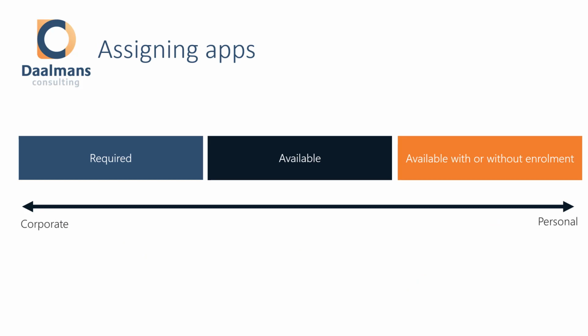If we assign the apps, we can assign it as required, and then the app is instantly installed after enrolling or after assigning it. An available app becomes available in the company portal, and available with or without enrollment is basically also available in the web version of the company portal and the normal version of the company portal. This allows you as an admin to create a space for users who don't want to be enrolled, but they want to have access to a list of apps that are often used by the company.